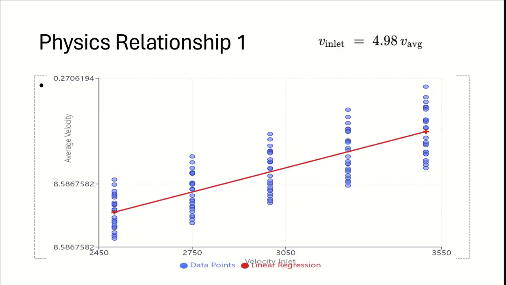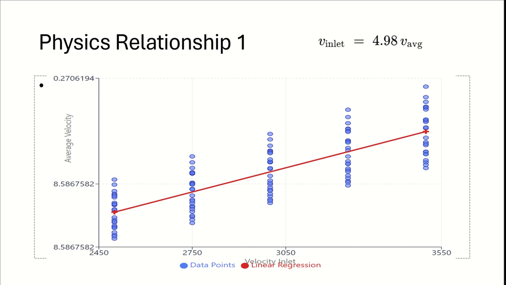So going into it, I'll go into physics relationship 1. When studying the data, I found quite a good linear relationship. This is a simple linear regression plot between the velocity inlet, which was an input, and the average velocity. It was almost perfectly linear, almost I think 0.01 off. So I was able to derive that simple formula: V inlet equals 4.98 V average. This ties one input to one output in a linear way, which was really helpful, so we weighted this very heavily. That's our simple physics relationship 1.